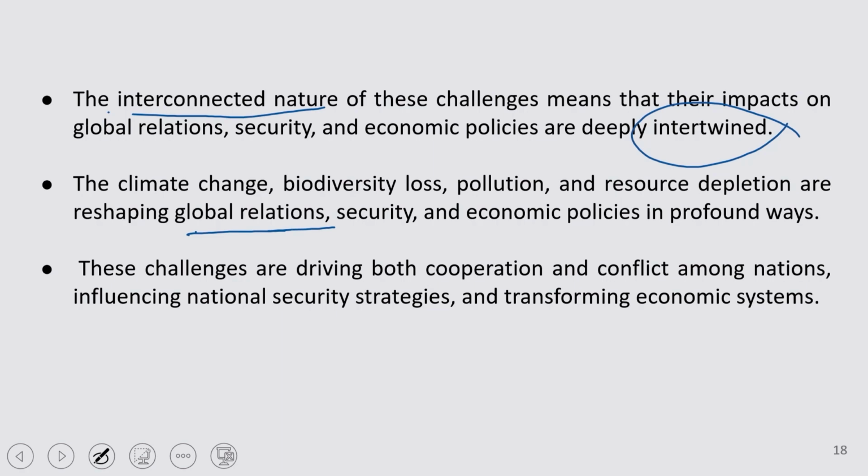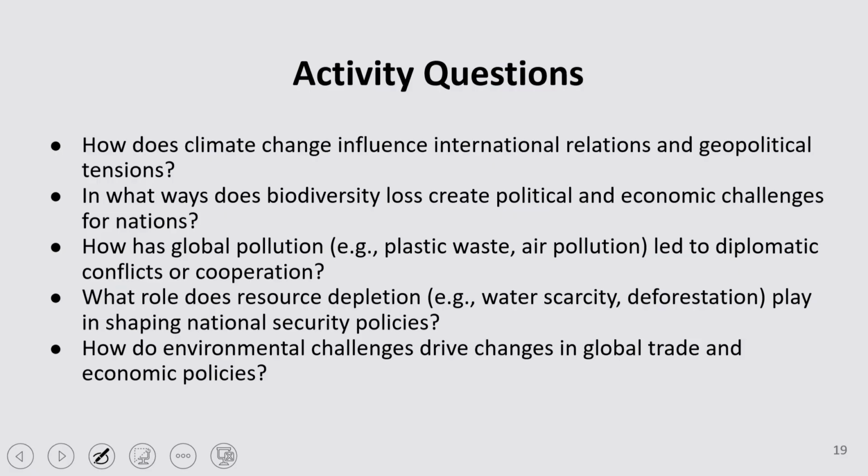So now these are the activity questions. How does climate change influence international relations and geopolitical tensions? As I mentioned in the very beginning, in what ways does biodiversity loss create political and economic challenges for nations? How does the problem of biodiversity loss create a challenge in front of the nations, which we have discussed? Thirdly, how has global pollution like plastic waste or air pollution led to diplomatic conflicts or cooperation? And what role does resource depletion in the form of water scarcity and deforestation play in shaping the national security policies of governments, which is also mentioned in the lecture?